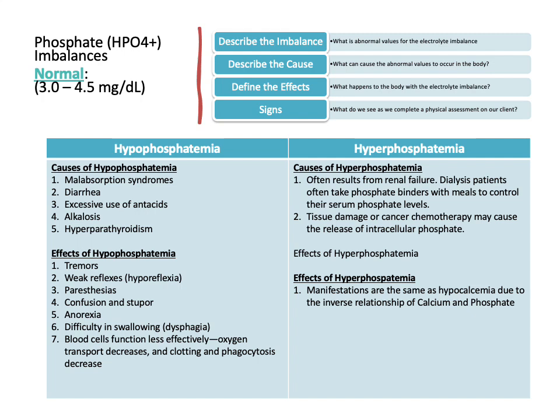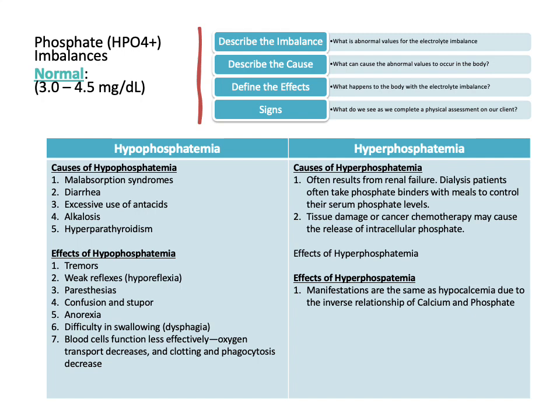You can see a decrease of oxygen transport. You can see a decrease in clotting, and you can even see phagocytosis decrease, or the engulfment of bad cells or antigens. That will decrease in the presence of hypophosphatemia. As far as the causes of hyperphosphatemia, normally it's a result of renal failure. We normally dialyze patients to help with their phosphate levels, but we can also give them something called a phosphate binder, and that's given with their meals to help control their serum phosphate levels.